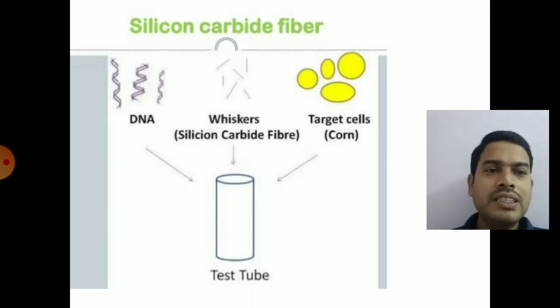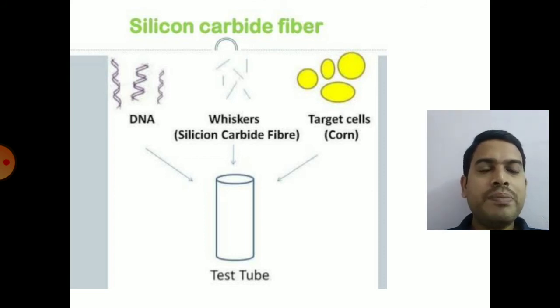The other method is silicon carbide whiskers. Silicon carbide whiskers are fine whiskers made of silicon carbide. They will puncture the plasma membranes, and during this process of puncturing, the foreign DNA is introduced into the target cells. So this is how you transfer your gene with the help of silicon carbide whiskers.